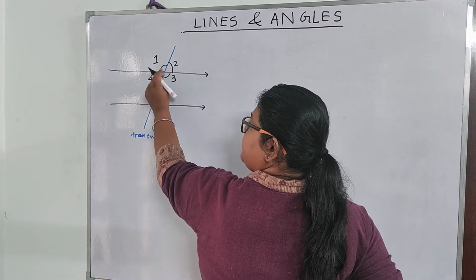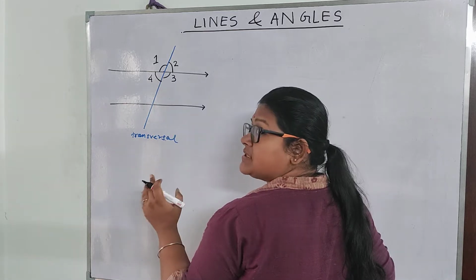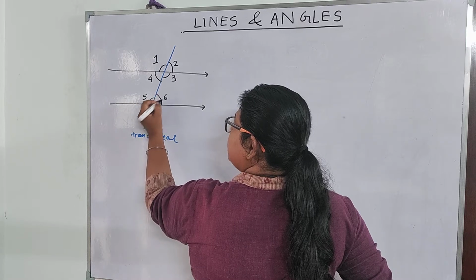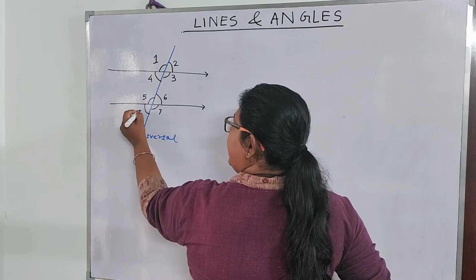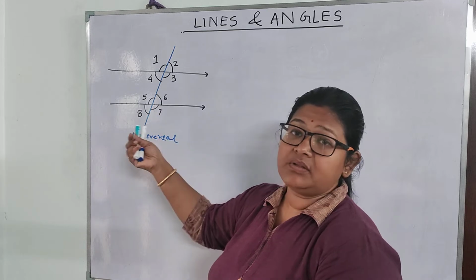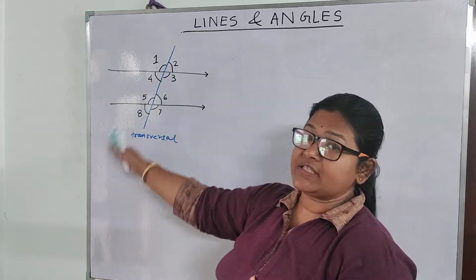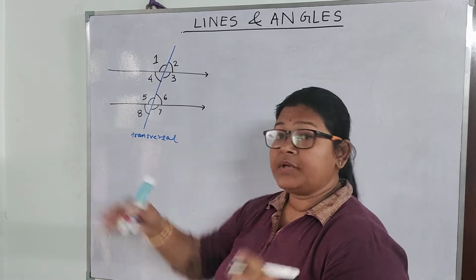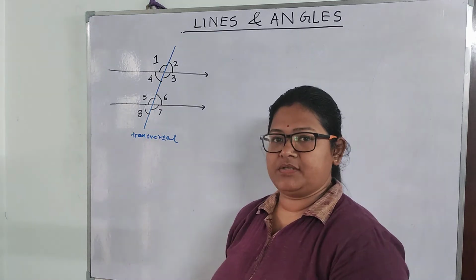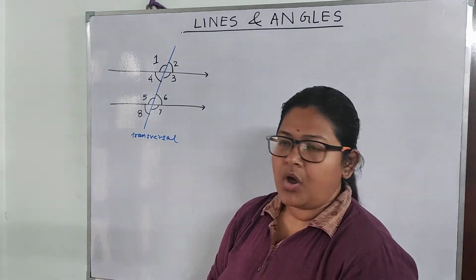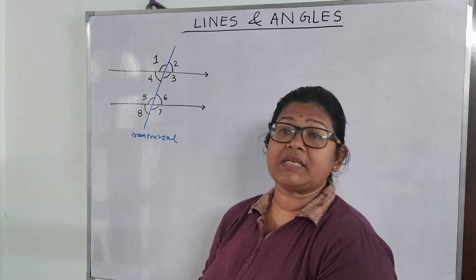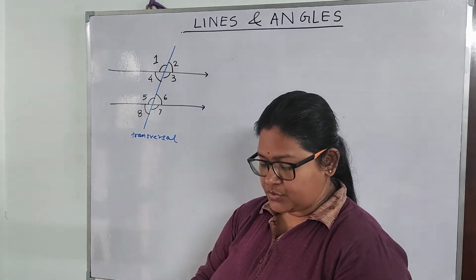Where two lines meet, they form four different angles. Similarly, in this case, angle 5, angle 6, angle 7 and angle 8. So we can see 8 angles can be formed with the help of these parallel lines and a transversal line. Now, there is a relationship between these 8 angles in different ways. Your questions will come from there. Like how are 1, 2, 3, 4 related to each other? Are they equal? Are they supplementary? We will find out one by one.